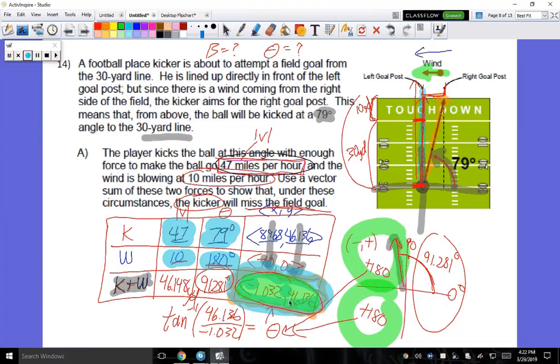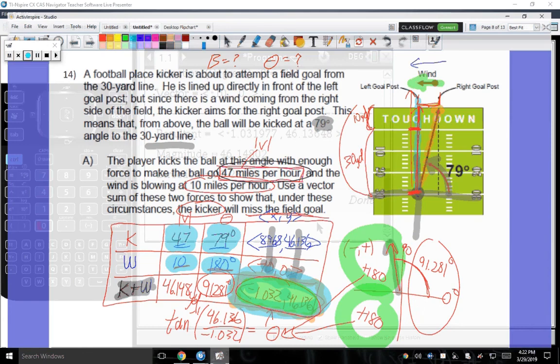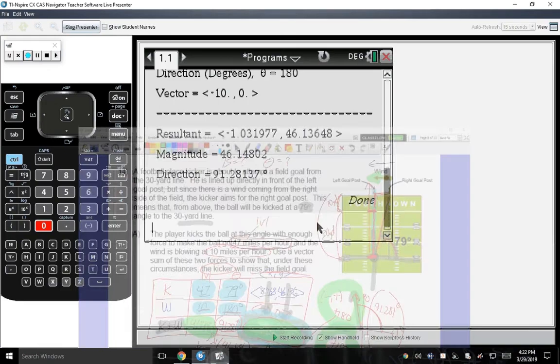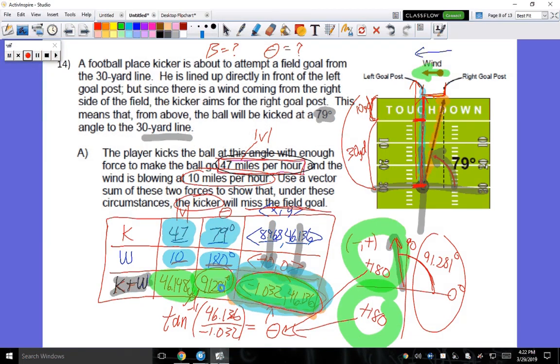Okay, and then if you notice, we got our magnitude right here was 46.148. That's what we got right here. And then last but not least, our directional angle was 91.281, which is what we got right here. So this is not to be in place of your work, because we're going to grade work, but it is a good way to check your work to make sure that you did in fact do the correct steps.